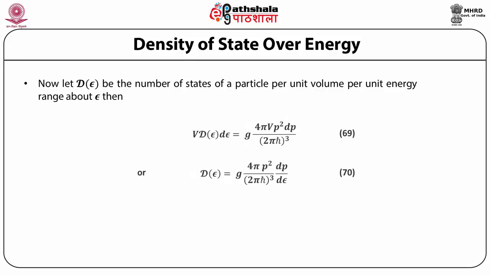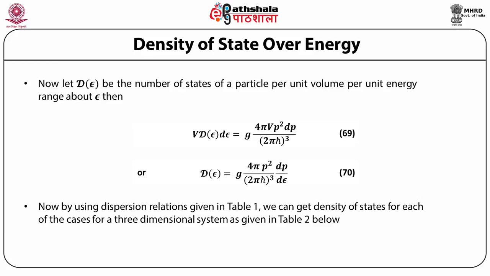Then V multiplied by the density of state multiplied by d epsilon is equal to g times 4 pi V p square dp divided by (2 pi h bar) whole cube, or the density of states is equal to g times 4 pi p square upon (2 pi h bar) whole cube multiplied by dp upon d epsilon. Now by using the dispersion relations discussed earlier, we can get the density of states for each of the cases for a 3-dimensional system as given in table 2 below.